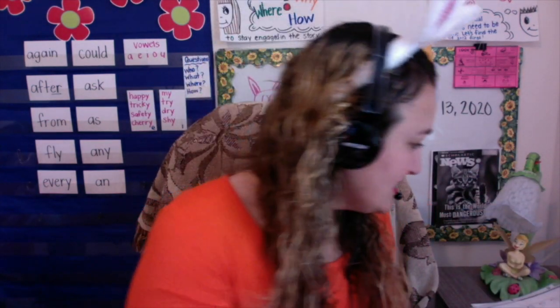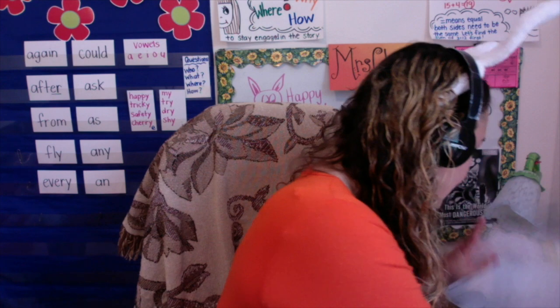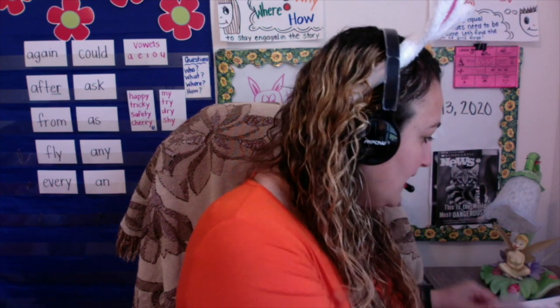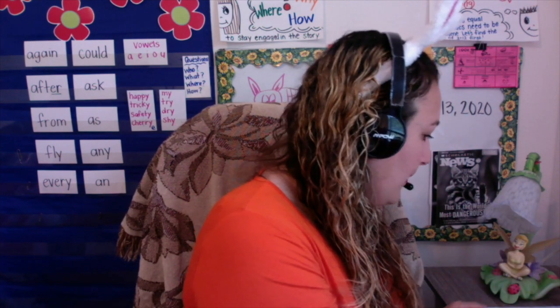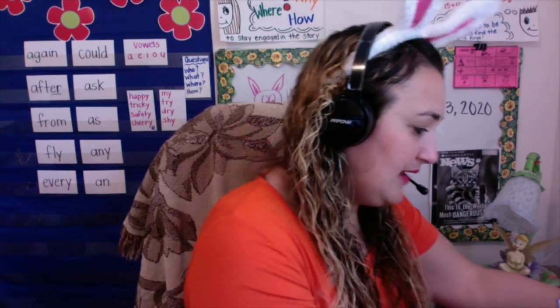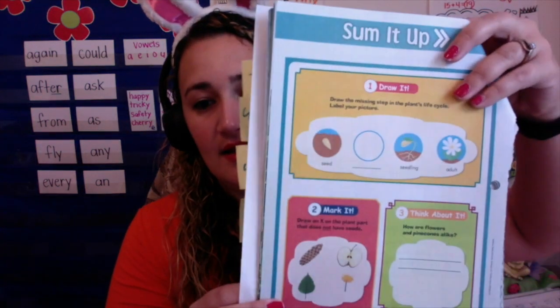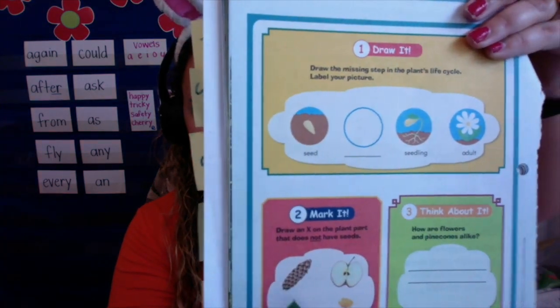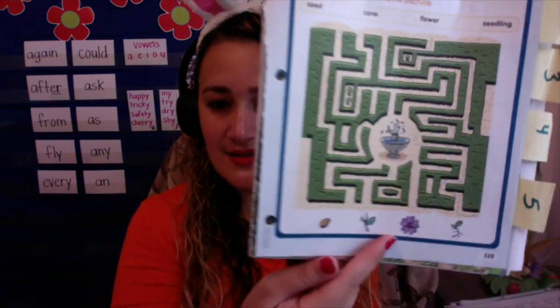Let's move on to science. For science this week, we are mostly assessing what we have learned about the life cycle. And we're going to be practicing together during our Zoom videos and then assessing together. So you don't have to do it by yourself. So for day 1, you're looking at 338. And you have the sum it up and a nice little maze. If you did it last week, then don't worry about it.